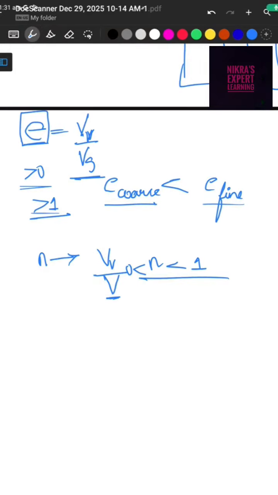Here we should understand one thing: both void ratio and porosity are nothing but a measure of the degree of denseness or looseness in the soil. By knowing this value, we'll understand how dense or loose the soil is.